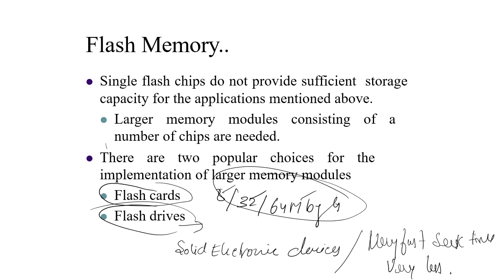The disadvantage of flash drives is that they come with smaller capacity as compared to the hard disk, and the cost per bit is high. So this is about the flash memory.